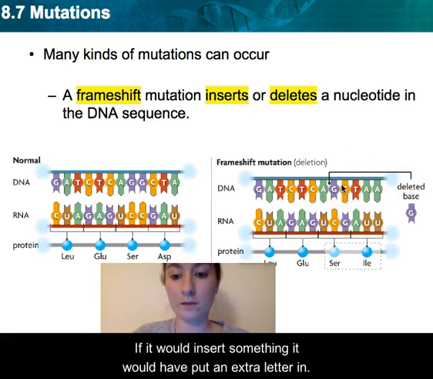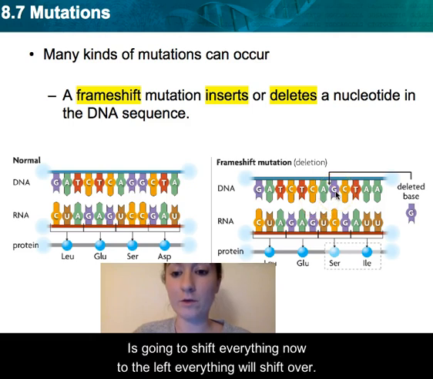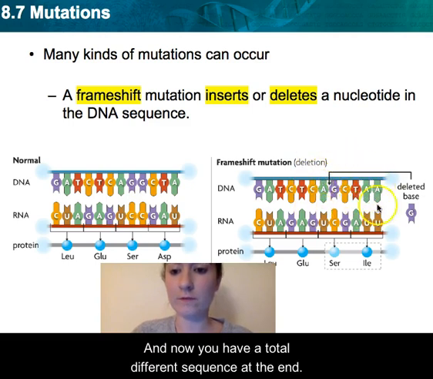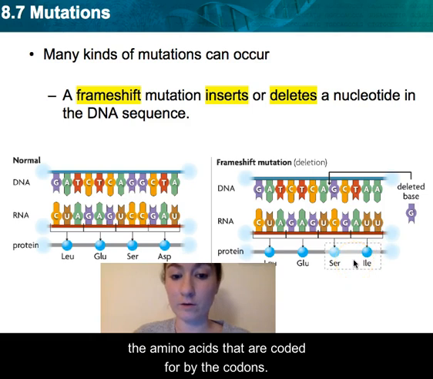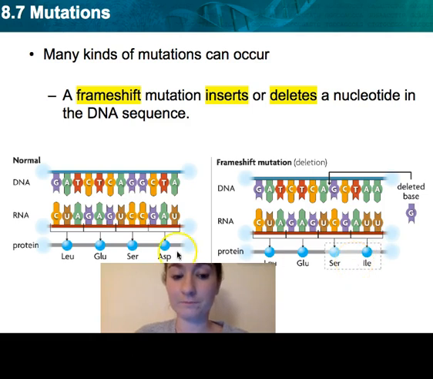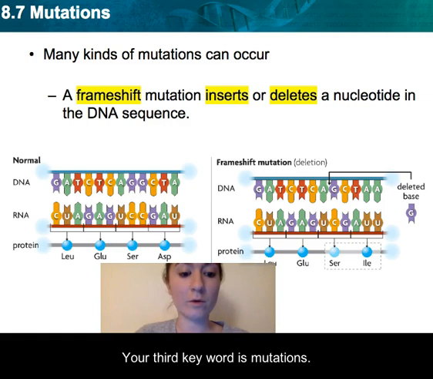If it would insert something, it would have put an extra letter in there. It is going to shift everything now to the left. Everything will shift over, and now you have a total different sequence at the end. Therefore, it is going to change the amino acids that are coded for by the codons. Your third keyword is mutations.